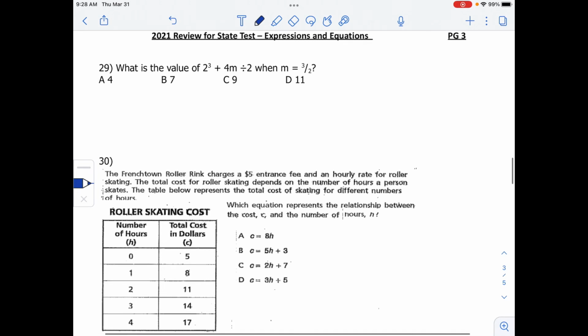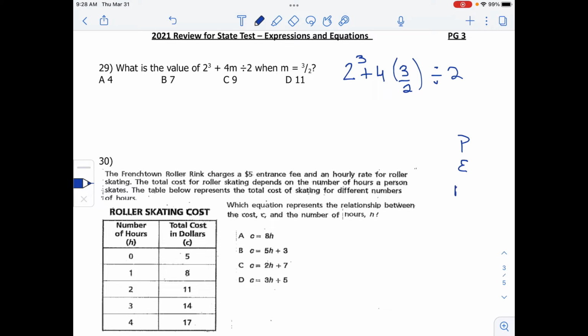All right, number 29. What is the value of 2 to the third plus 4m divided by 2 when m is equal to 3 over 2? So we're going to substitute here and use the order of operations. So 4 times 3 over 2 divided by 2. And I'm going to write our steps down here: parentheses, then the exponent, multiplying and dividing left to right, and then adding and subtracting left to right.